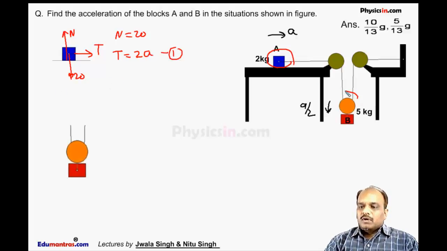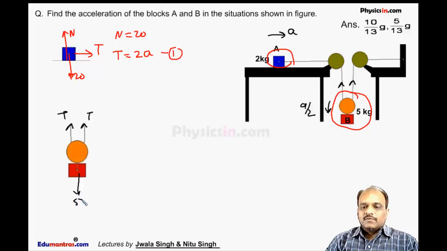Now for the second block, we will draw the free body diagram. So the tension here is upward, so this is T. The weight here is acting downward, that is 50. So from here I can write the downward force. This is going downward with an acceleration a by 2. So the total downward force is 50 minus 2T is equal to 5 into a by 2. So this is our second equation.